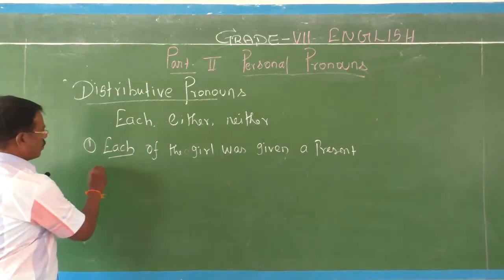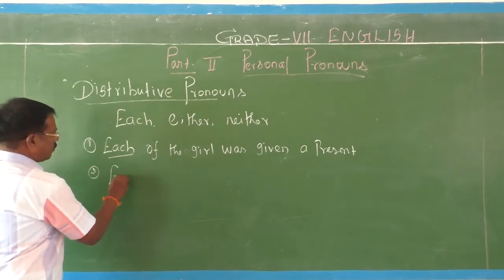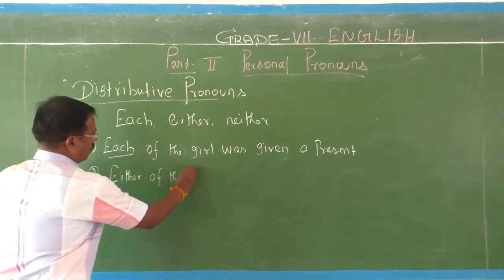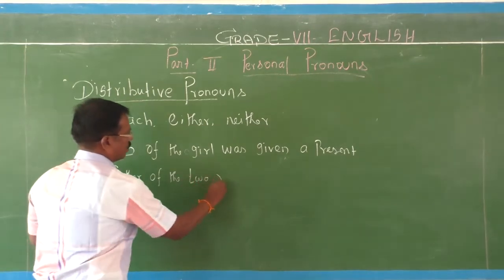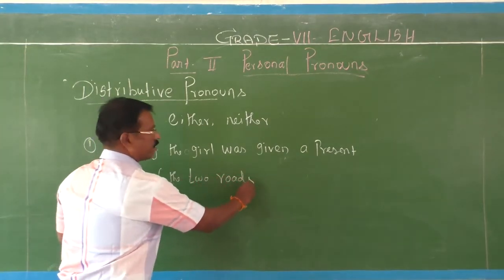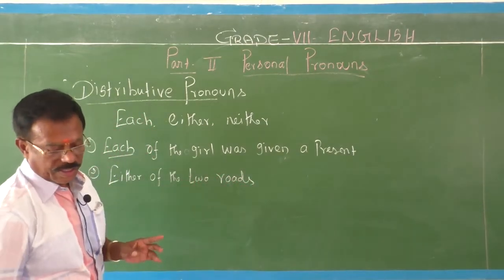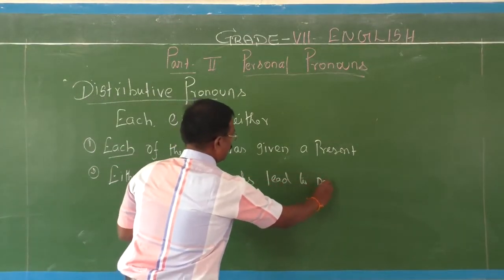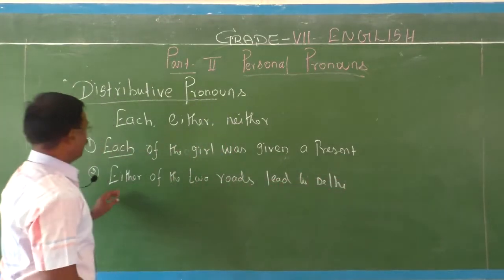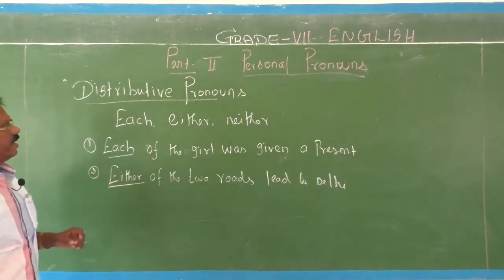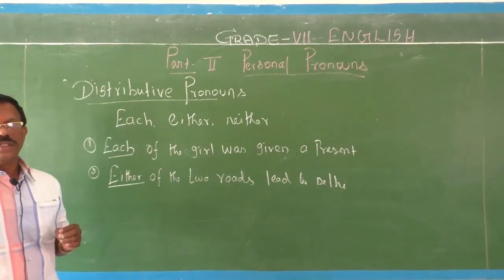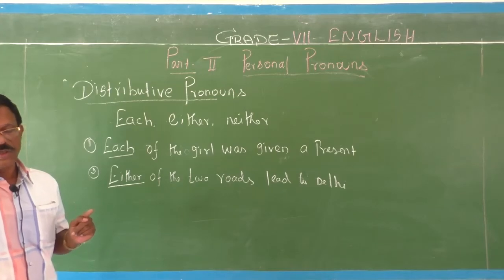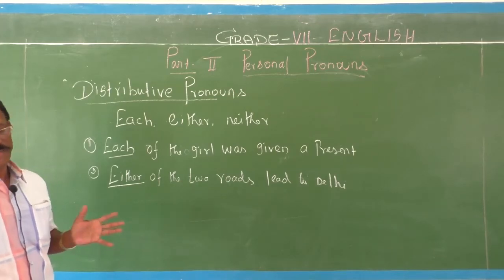Either of the two roads. Second example: either of the two roads leads to Delhi. See, in this example, either is a distributive pronoun. It refers to only one road at a time. Either of the two roads leads to Delhi.